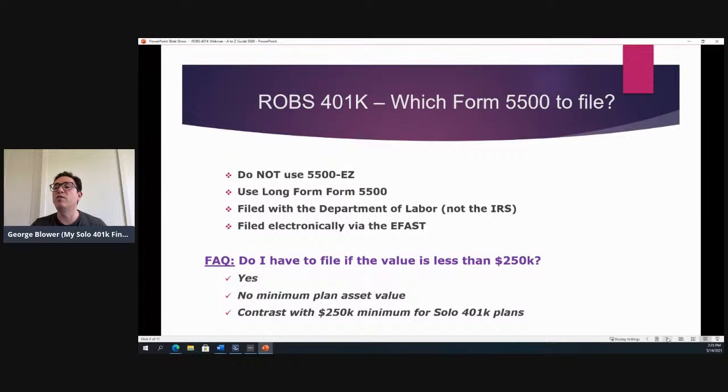And so unlike the 5500 EZ, a common question that comes up, because someone might have experience with the 5500 EZ: with the 5500 EZ, there's a minimum $250,000 threshold that has to be met before that 5500 EZ filing requirement applies to a solo 401k plan. With the ROBS 401k, as I mentioned, you have to file the long form, and there is no minimum plan asset value. So even if the value of your plan is less than $250,000, that 5500 filing requirement is still going to apply.